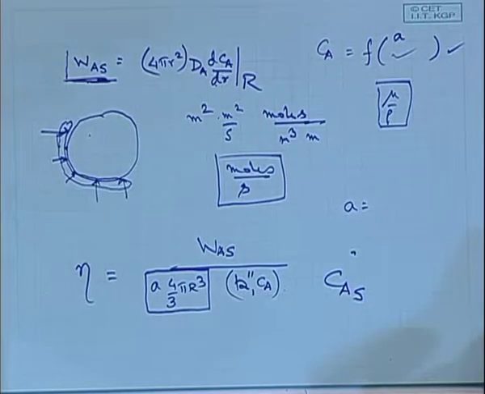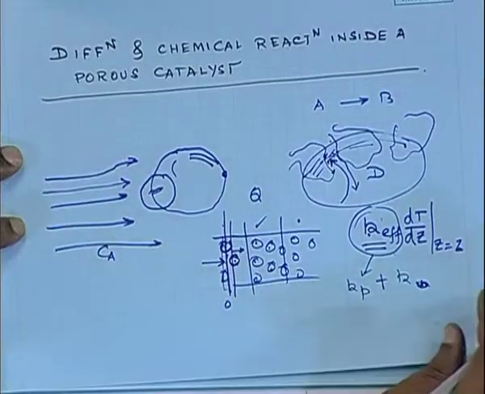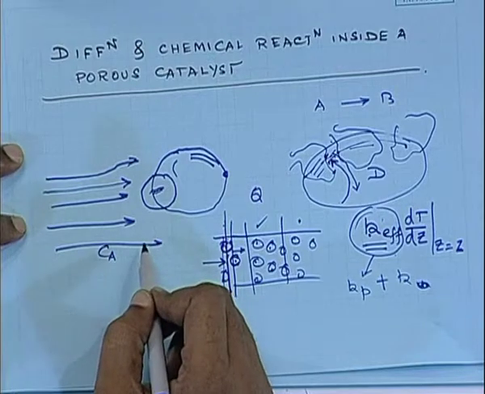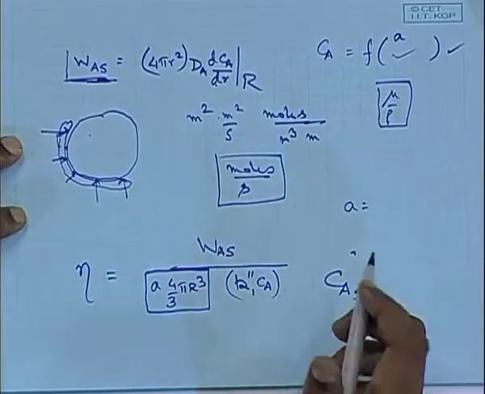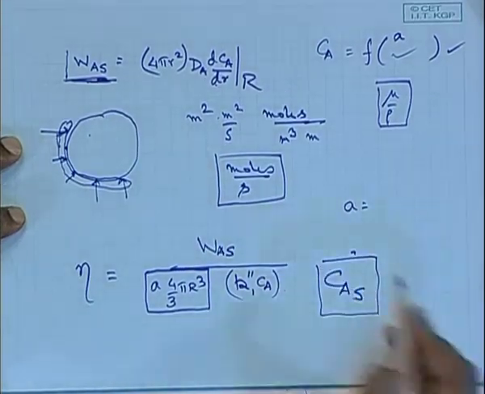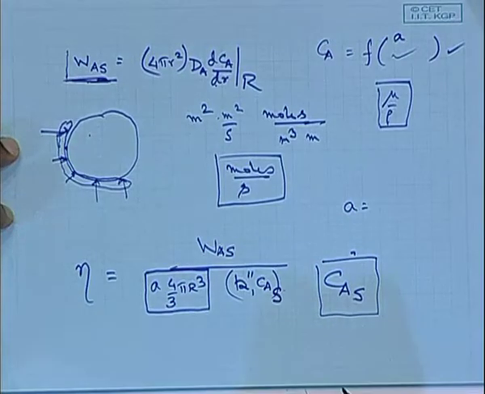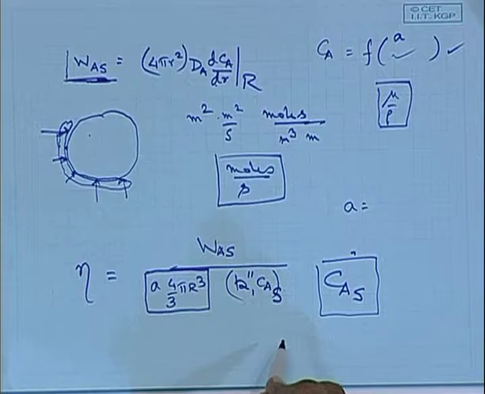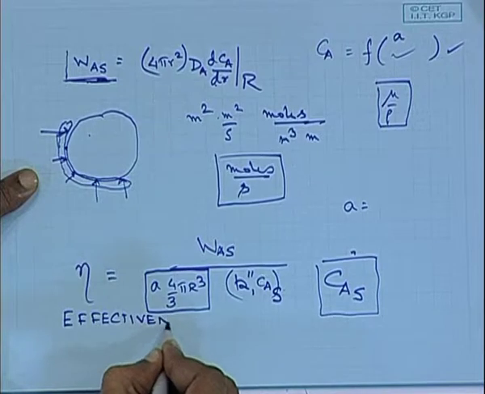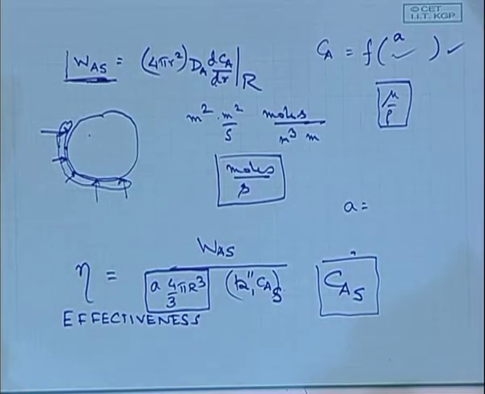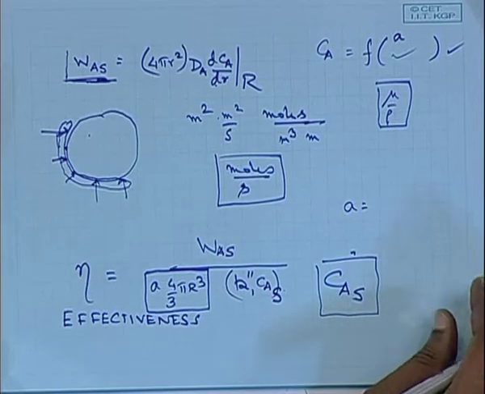Because we assume that all the active sites are exposed now. If all the active sites are exposed, they are going to be exposed to whatever stream of A is coming, and we have said that Ca is equal to Cas at small r equals capital R. So at this location, if your concentration of A is taken to be equal to Cas, then this should be equal to Cas. So this would define the effectiveness. This eta is known as the effectiveness of the catalyst particle that you have.